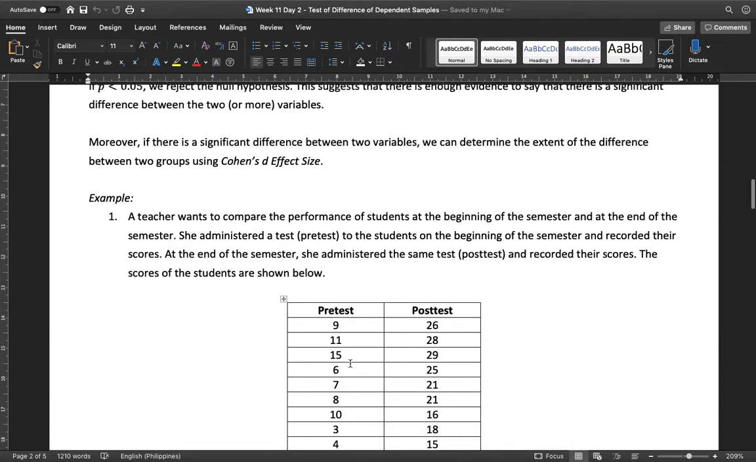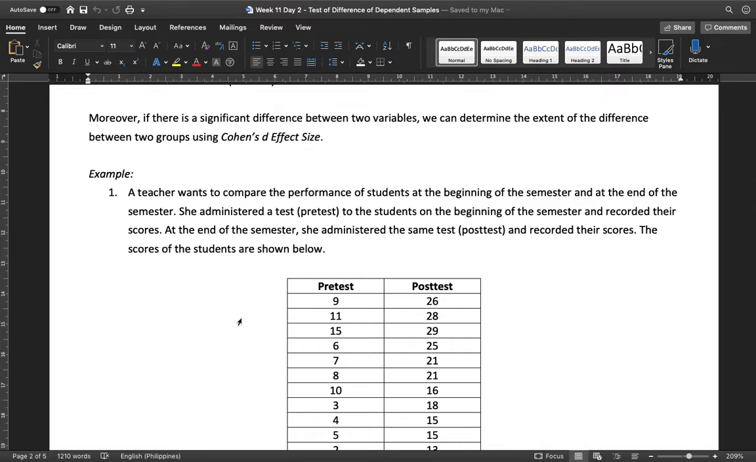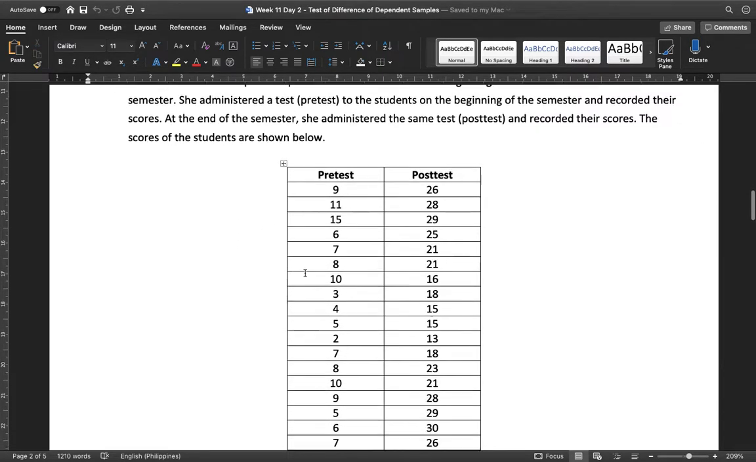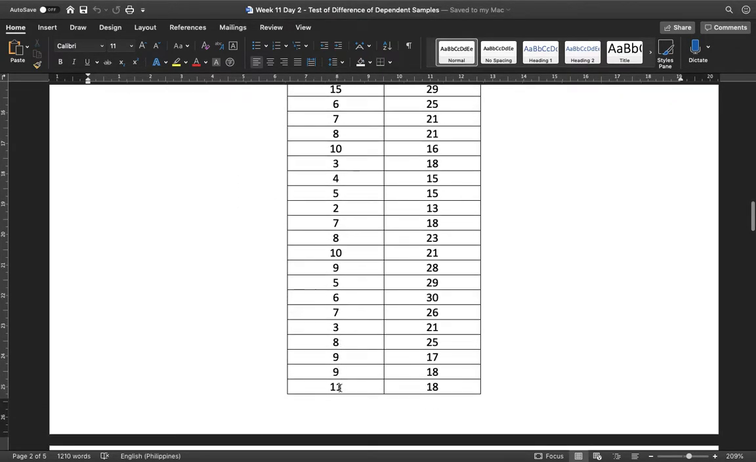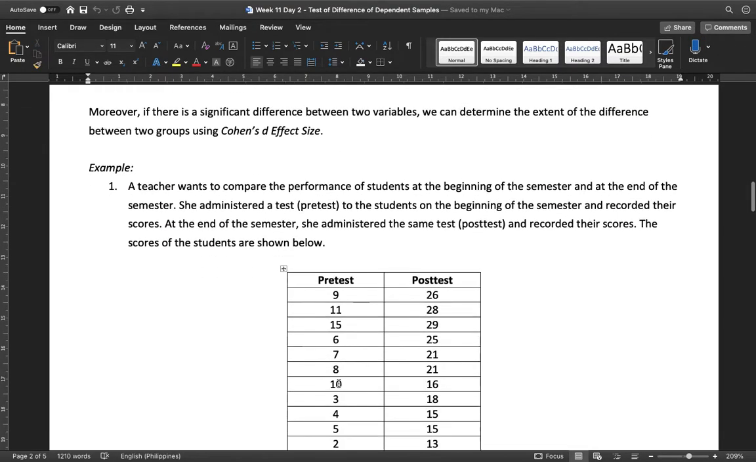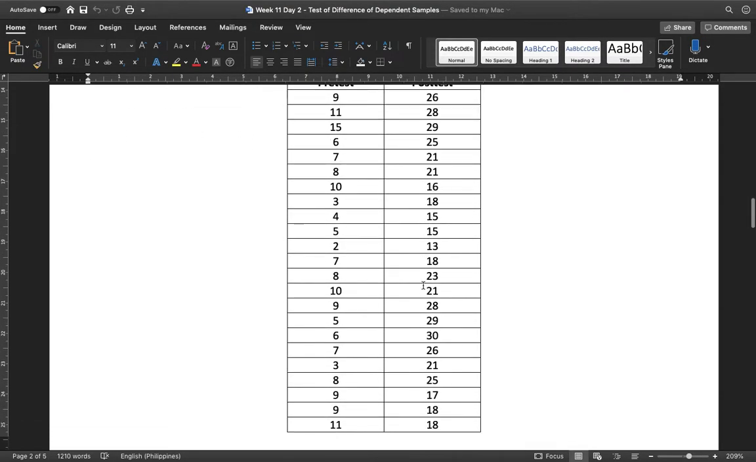So, example tayo. A teacher wants to compare the performance of students at the beginning of the semester and at the end of the semester. She administered the test or pre-test to the students on the beginning of the semester and recorded their scores. At the end of the semester, she administered the same test and recorded their scores. The scores of the students are shown below. So, ito yung pre-test score nila. Ito yung binigay nung nagsimula yung semester. Dami. And ito yung scores nila at the end of the semester.